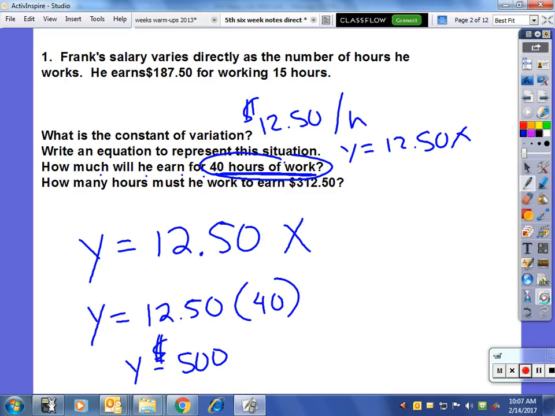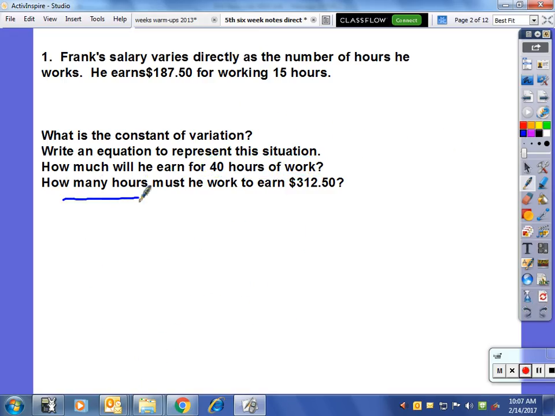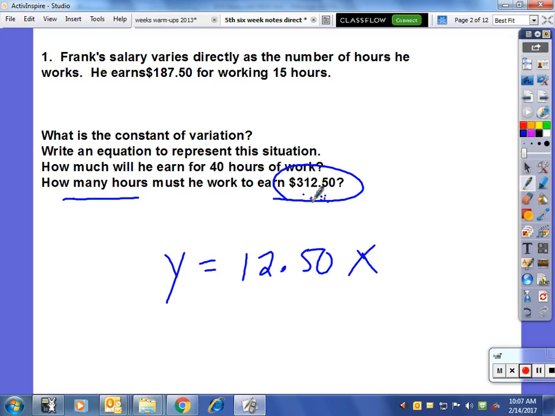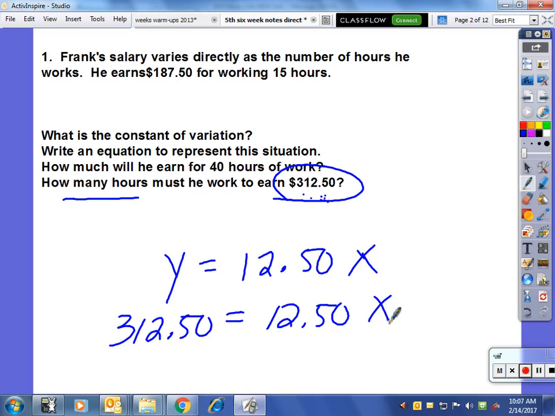Now look at the next situation. How many hours must he work to earn $312.50? That's a little bit different. That's not a time number. That's a money number. So where do I put that? I put that in for the y. So the way I solve this is a little bit different. How do I do this? I have to divide. Use your calculator and divide. Is it 25 hours?